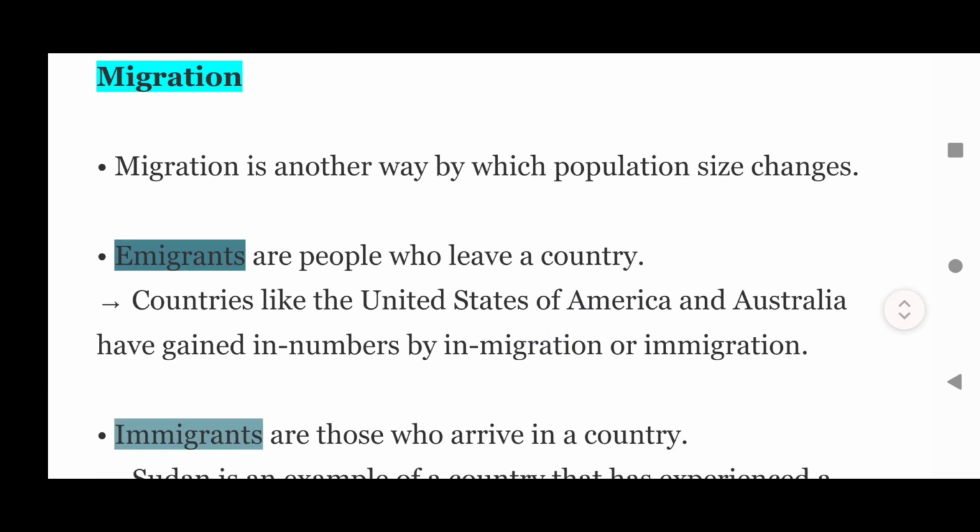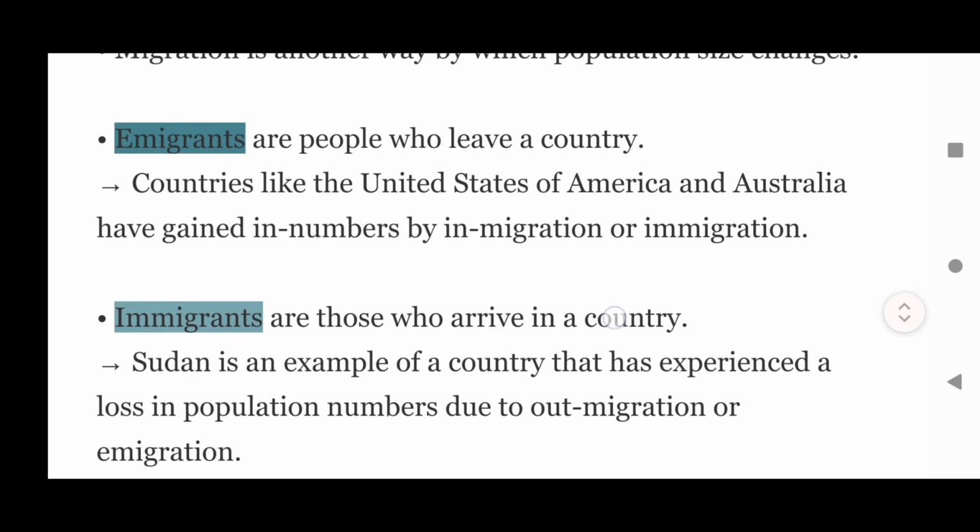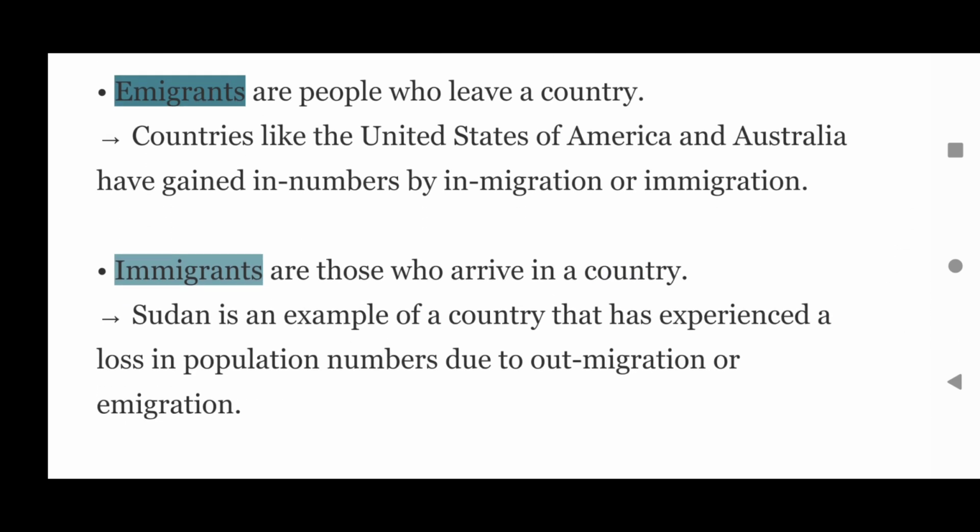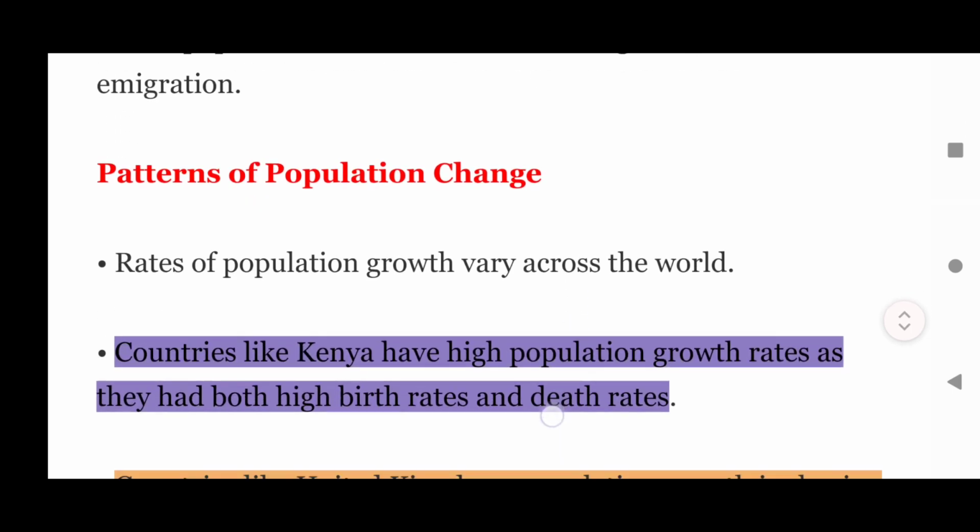Migration. Migration is another way by which population size changes. Emigrants are people who leave a country. Countries like United States of America and Australia have gained in numbers by in-migration or immigration. Immigrants are those who arrive in a country. Sudan is an example of a country that has experienced a loss in population numbers due to out-migration or emigration.